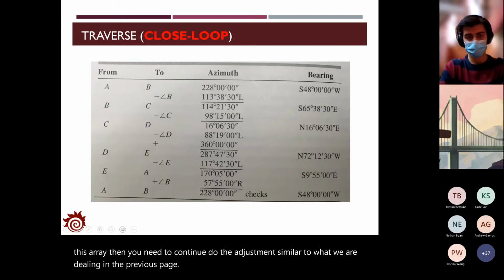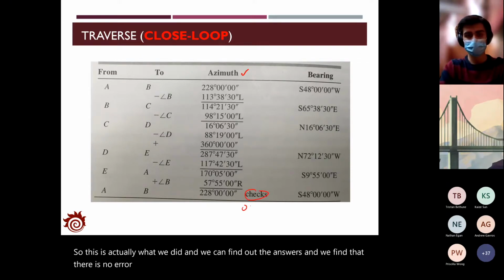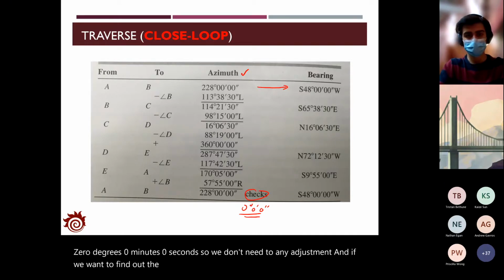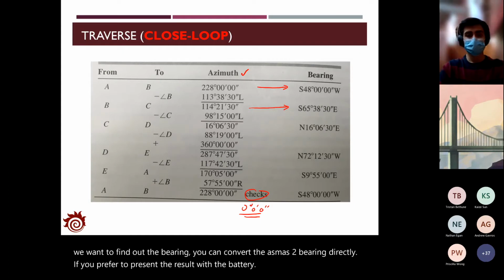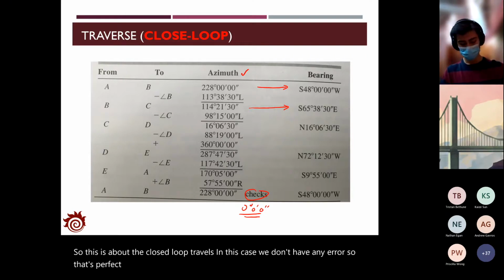So this is actually what we did, and we can find out the azimuth, and we find that there's no error. The error is 0 degrees, 0 minutes, 0 seconds. So we don't need to do any adjustment. And if we want to find out the bearing, you can convert the azimuth to bearing directly, if you prefer to present the result with the bearing. So this is about the closed loop traverse. In this case, we don't have any error, so that's perfect. But if in the future you have any errors, then you need to do the correction.